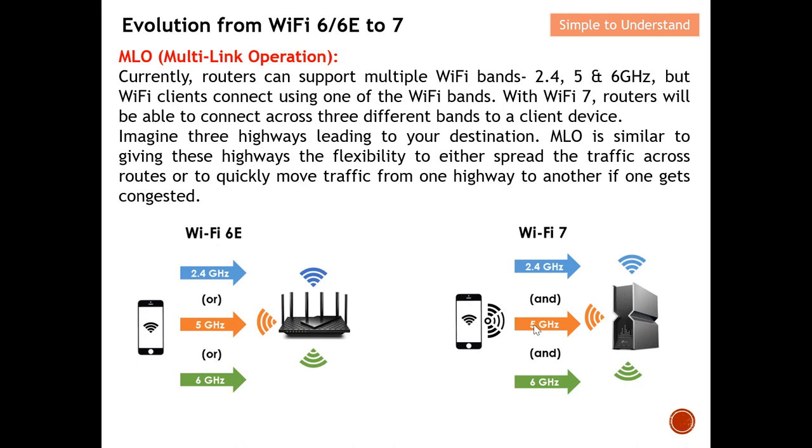So basically this is reason number three, by having multiple link operation, which means that for Wi-Fi 7, instead of either 2.4, 5, or 6, Wi-Fi 7 supports simultaneously transmitting data at 2.4 and 5 and 6 gigahertz. So this is reason number three.